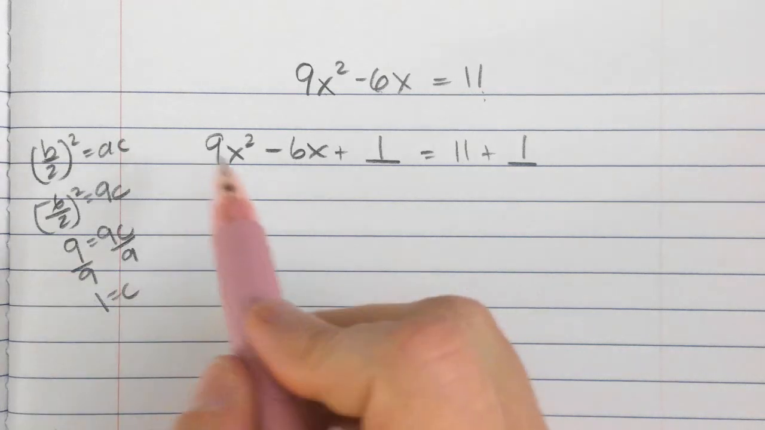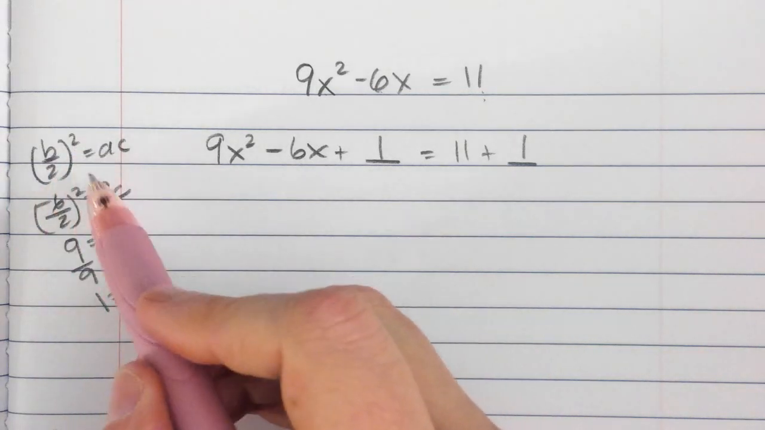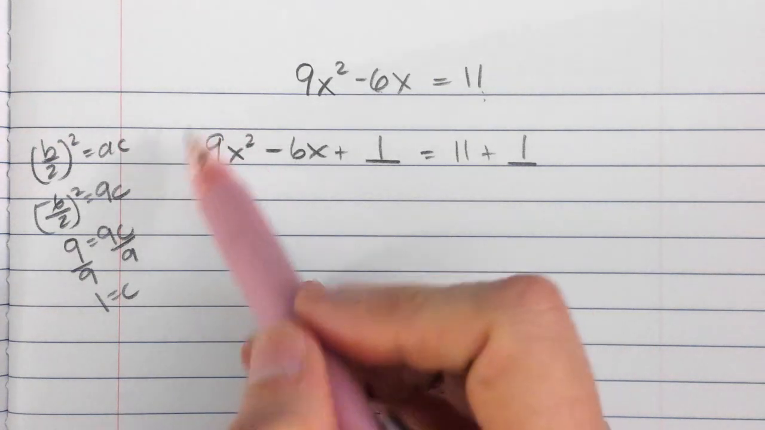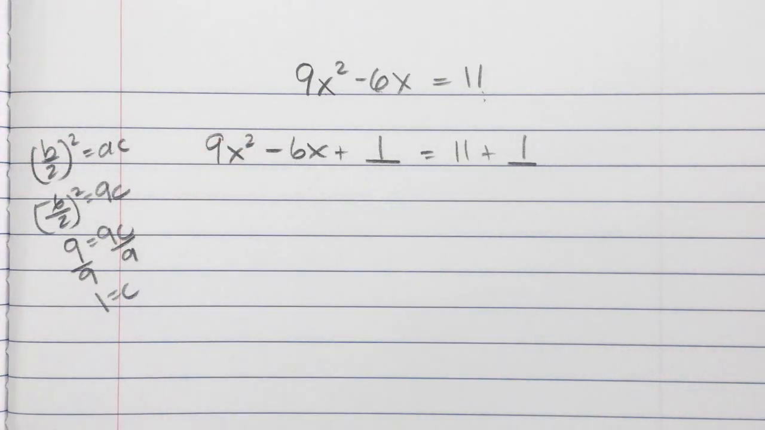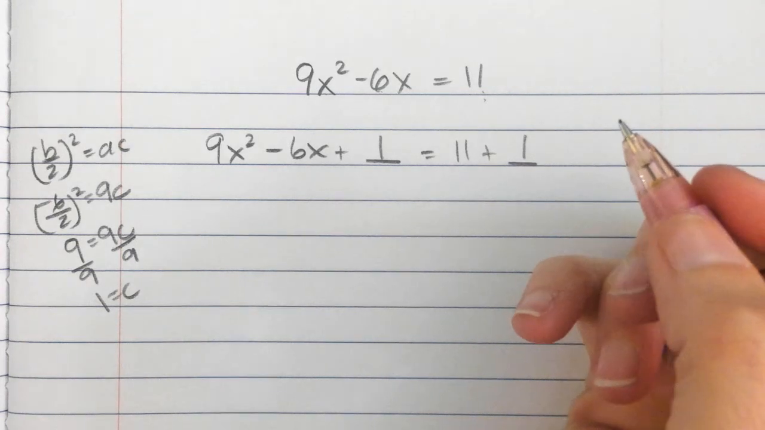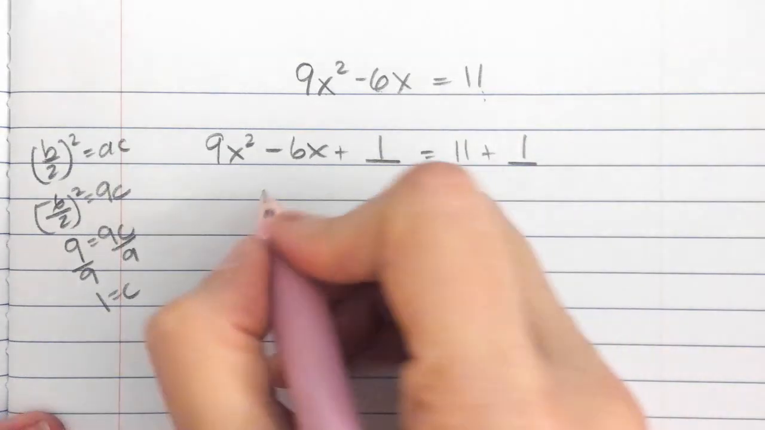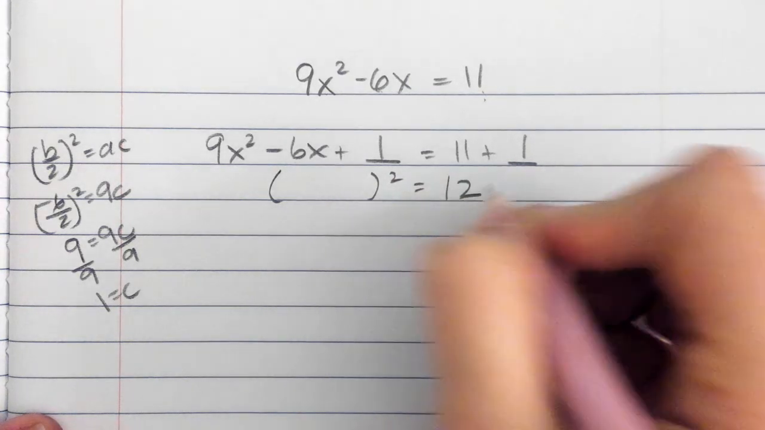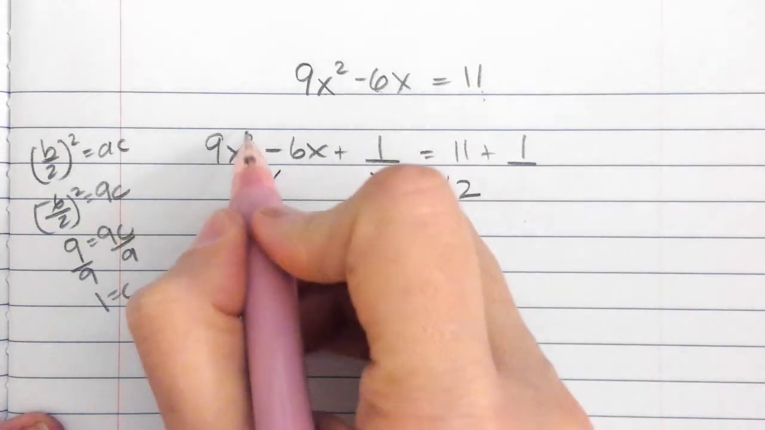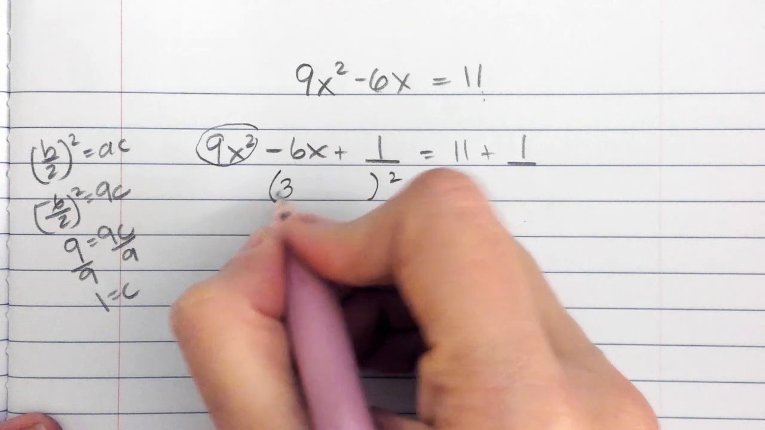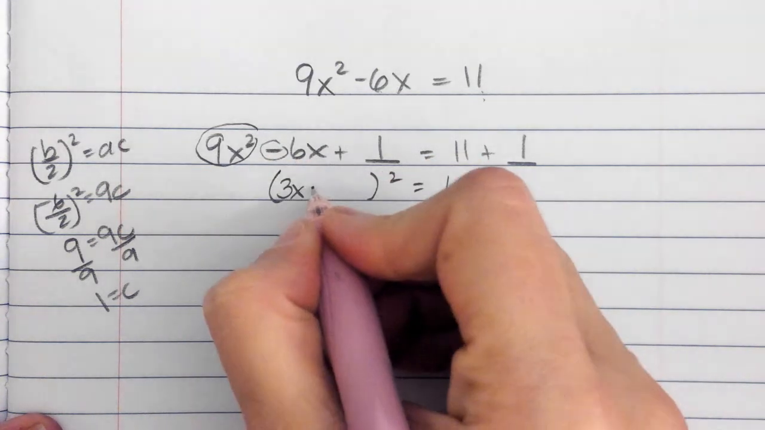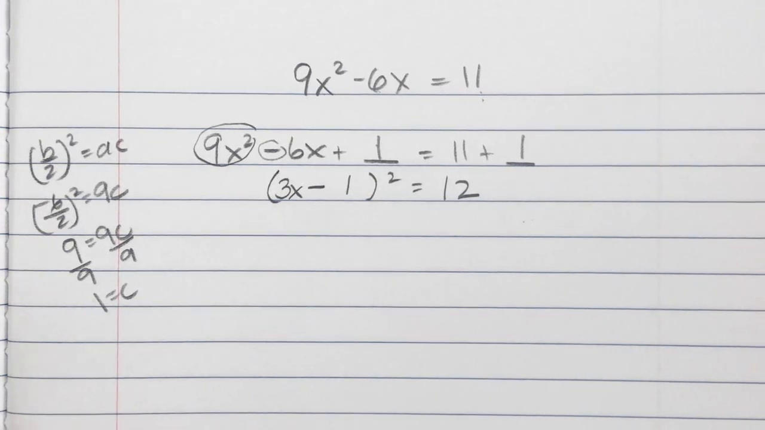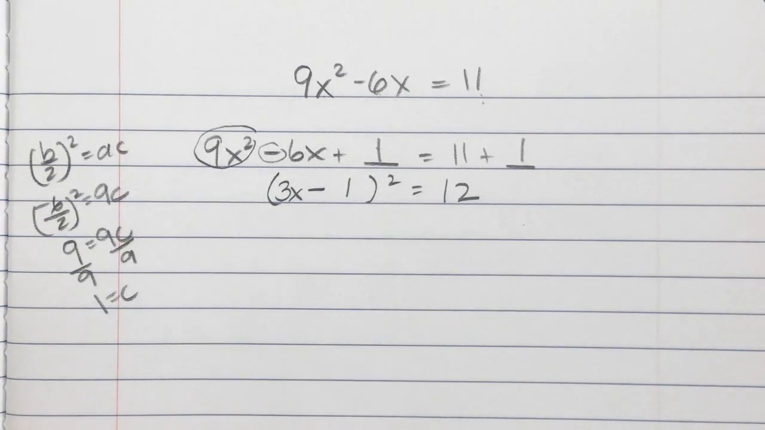Okay? This is why we've been doing b over 2 squared equals ac, b over 2, because we're not always going to have a 1 for our a value. Okay? I'm going to do another example like this. Okay? So let's take a look. I'm going to rewrite this as a square. Okay? I take the square root of the first term, which is 3x, the sign from the second one, which is minus, the square root of the third one. So this is 3x minus 1 squared equals 12.